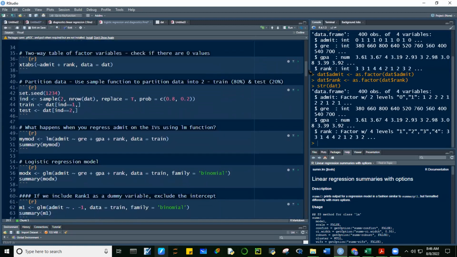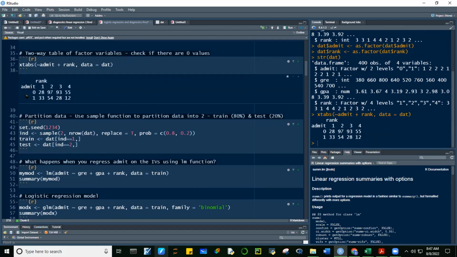Now let's take a look first. Okay, ito class, this is what we call a two-way table. No? X tabs, cross tabulation to. Okay, so cross tabulation gives us a two-way table ng admit at saka rank. So gagawa siya ng cross-sectional table. Let's run this. Okay, so tingnan natin, no? So ito yung data natin. Admit is 0 is not admitted. 1 is admitted. Tapos ito yung schools, no?